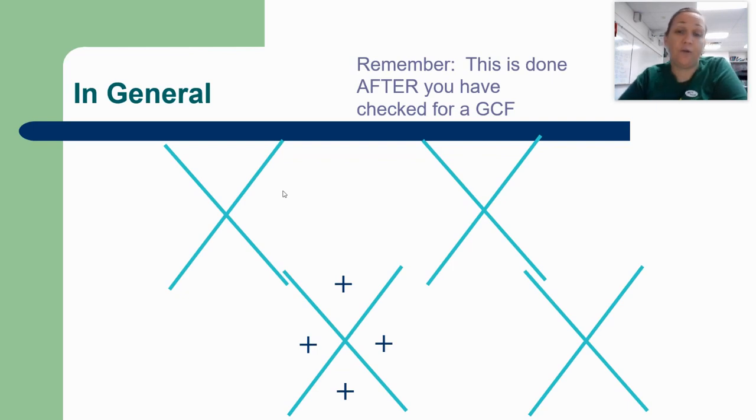I've also written a little reminder at the top of the screen. This is done after you've checked for a GCF. So remember, GCF was the very, very first video, and we said that GCF can be done for every type of problem, which means it can be done for trinomials, for polynomials. Later, we'll learn binomials. Anything can be done with the GCF. So check for a GCF first, then use your X.